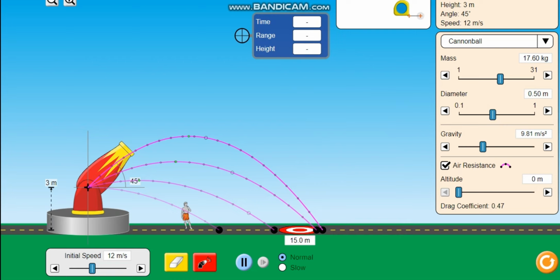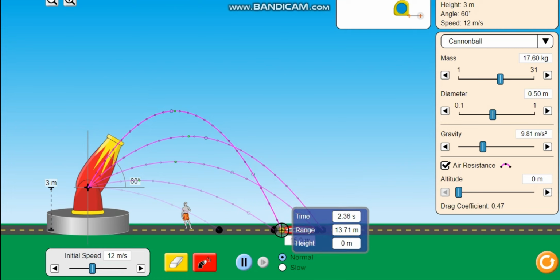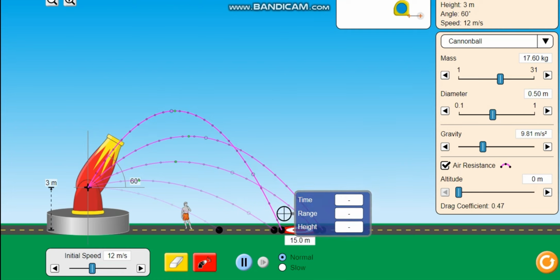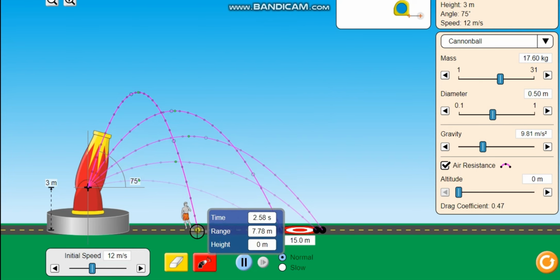Let's see what happens when we launch the cannonball at a 60-degree angle. And it looks like the cannonball landed about 13.71 meters away, which is not as far as the 45-degree launch. Now let's increase the angle to 75-degree. At 75-degree it covered the distance of 7.78 meters.